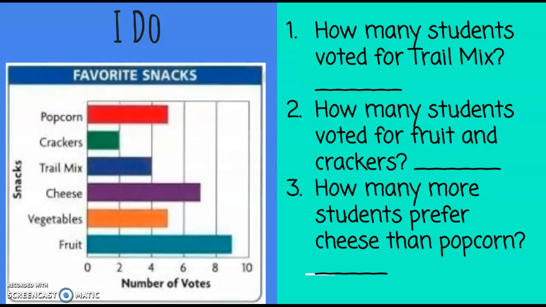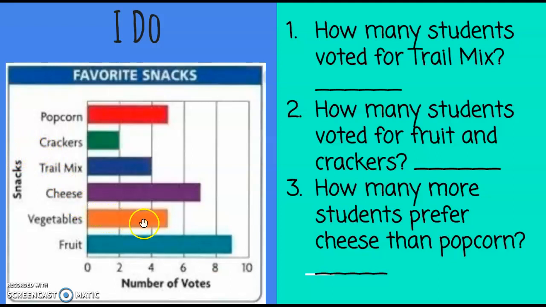Alright, let's look at our I do for today. As you can see, we have a different kind of graph today. It's still a bar graph, but it's a different type of bar graph. Our bars are going horizontally instead of up and down, which is vertically. And also, our scale is at the bottom instead of right here where our labels are. So it's kind of like flipped over to the side. But it's still pretty much the same idea as far as reading it.